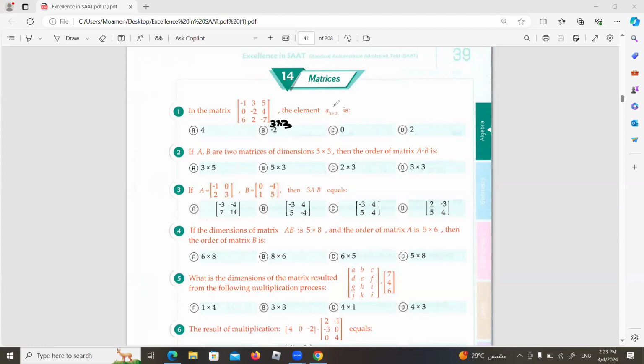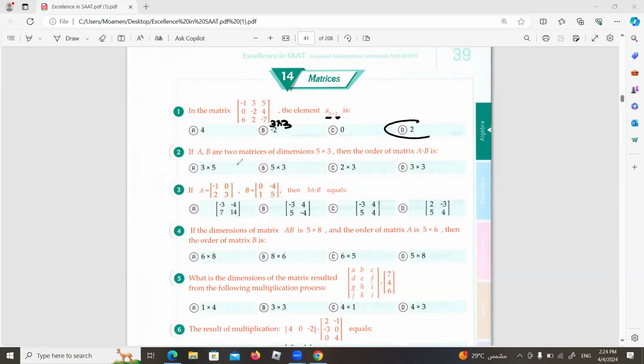I need to find the element which stands in the third row and the second column. The third row, 1, 2, 3, and the second column. So this is the element, which is 2. So the answer is 2, the element in the third row and second column. We're going to the second one.